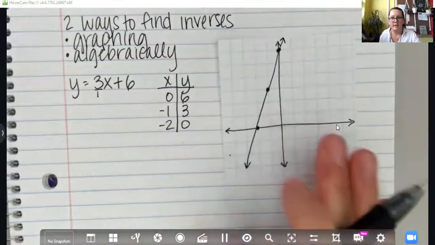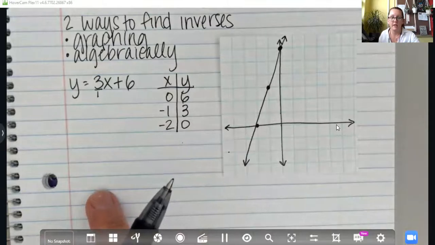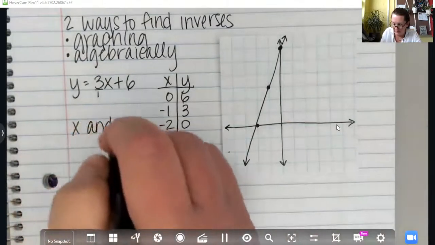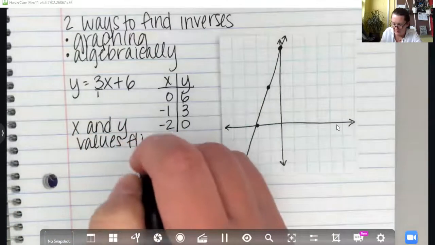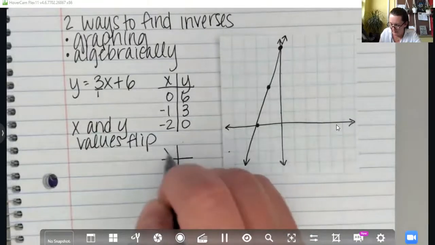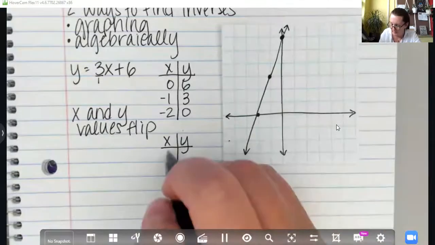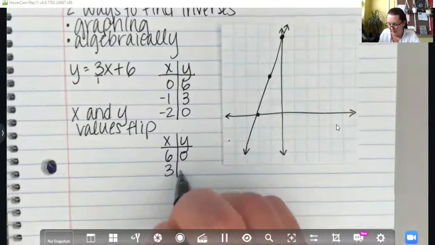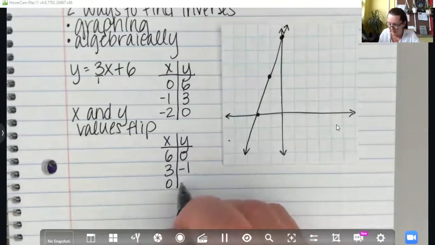So to find my inverse by graphing, my x and y values are flipped. So x and y values flip. So my new function, x, y, so instead of 0, 6, my new function is 6, 0. Instead of -1, 3, it's 3, -1. Instead of -2, 0, it's 0, -2.